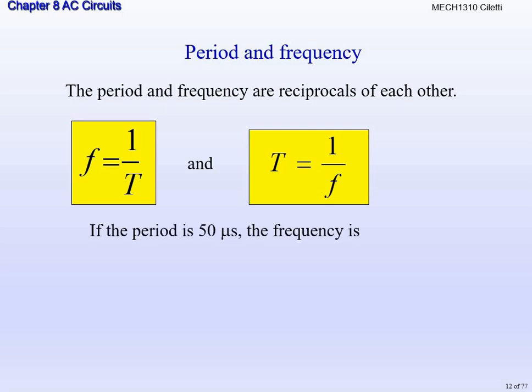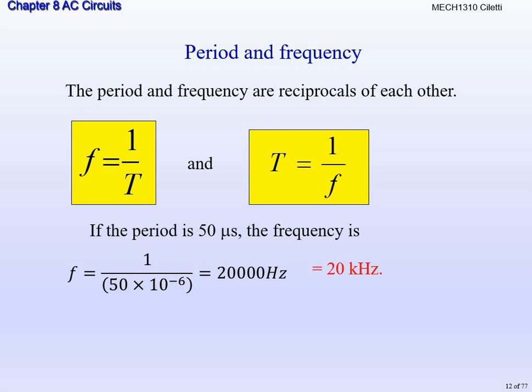So we'll do some examples as we work through this. Right now we have a period of 50 microseconds, and we want to find the frequency. The frequency would be 1 over the period, so I'm going to take 1 divided by 50 times 10 to the minus 6, because 10 to the minus 6 is micro. I would put it in my calculator that way, making sure I have parentheses. I get 20,000 hertz, or we call it what? 20 kilohertz.